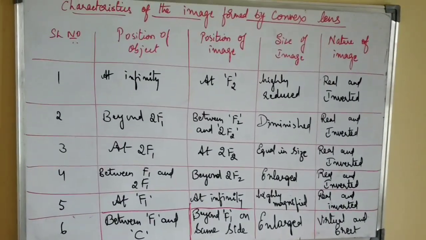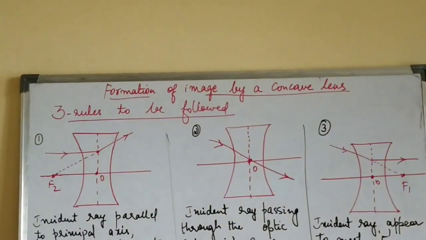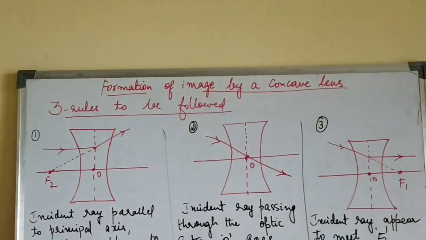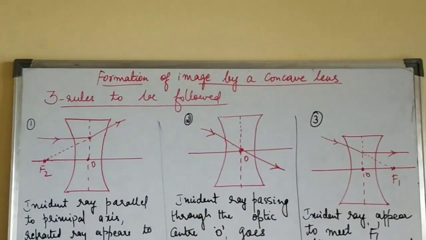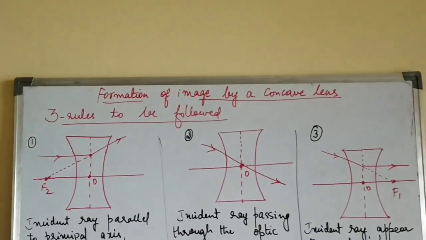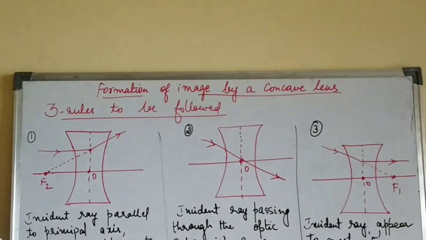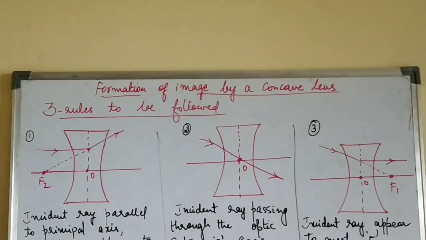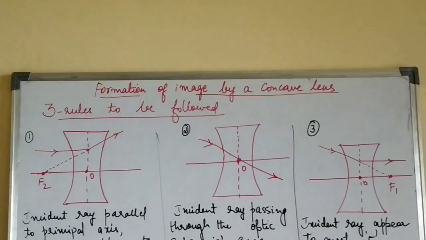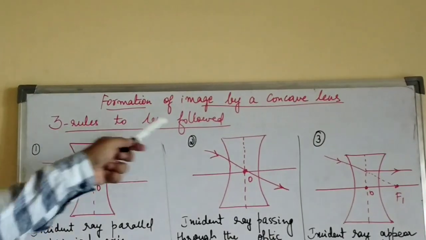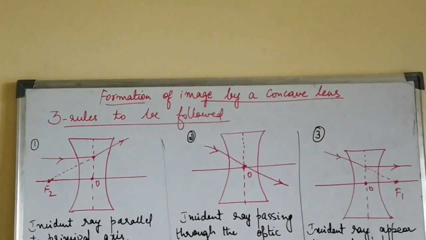Okay, thank you. Okay students, now we will move on to the concave lens. Before going to that, you have only two cases to be studied in concave lens: where is the object and where is the image, to write the ray diagrams. But we have to follow again the three rules here. Just like the convex mirror, in which we studied three rules, here also the three rules have to be followed in order to locate the image formed through a concave lens.